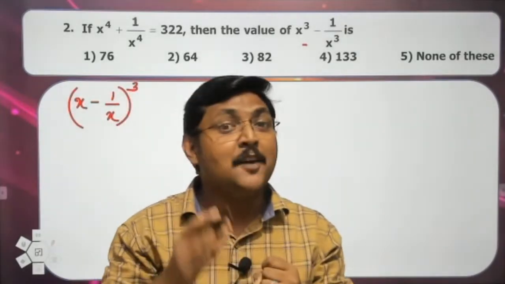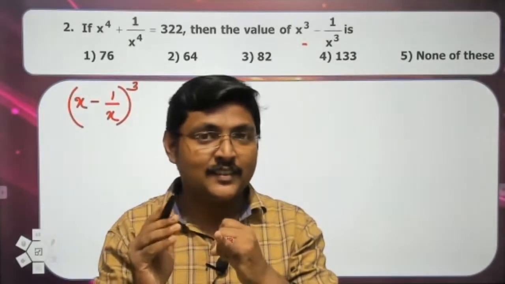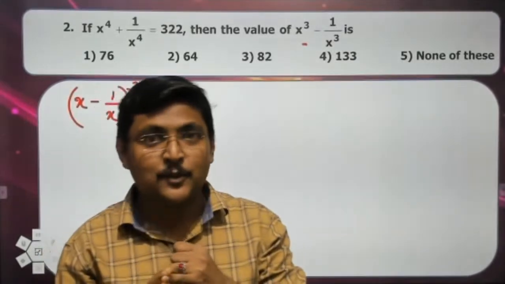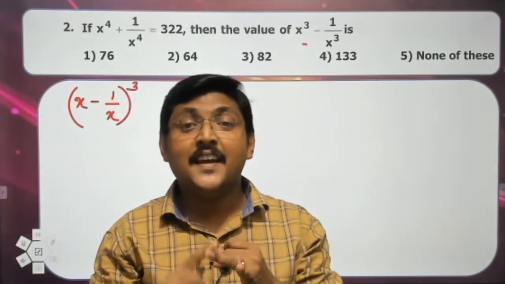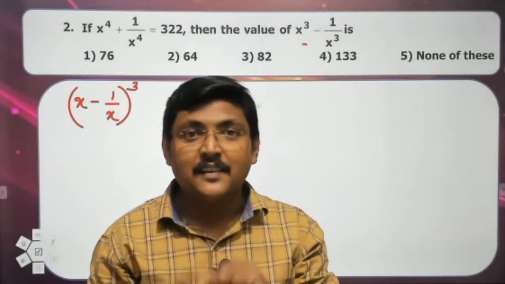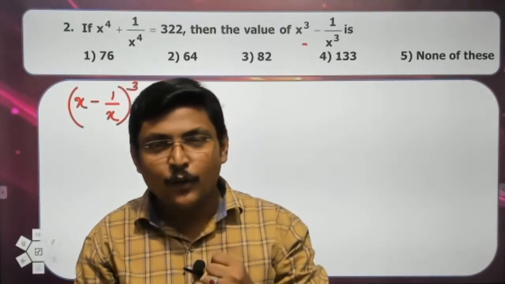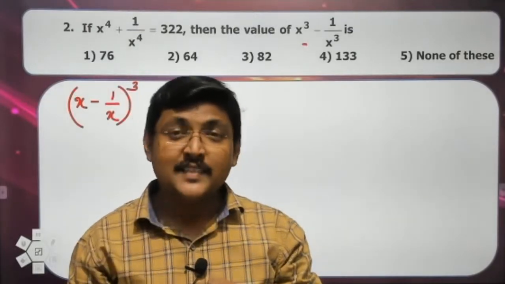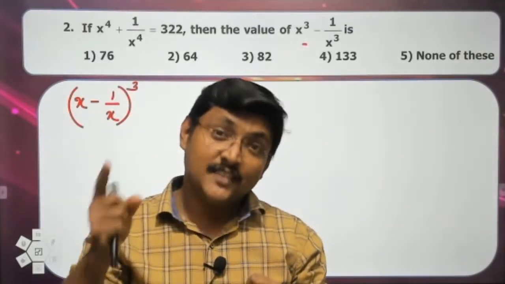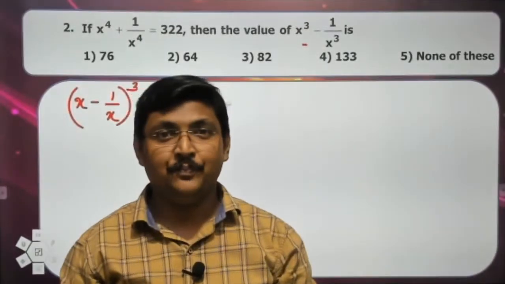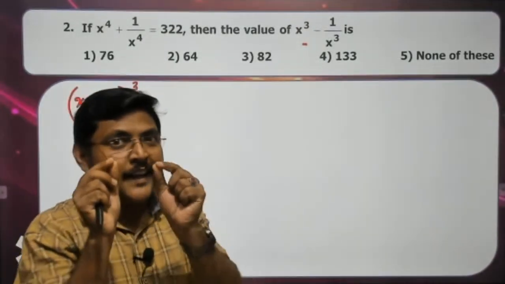I am repeating that a minus b the whole cube is equal to, please note this, a cube minus 3a square b plus 3ab square minus b cube. So you should remember this frame, and I am applying that frame here.